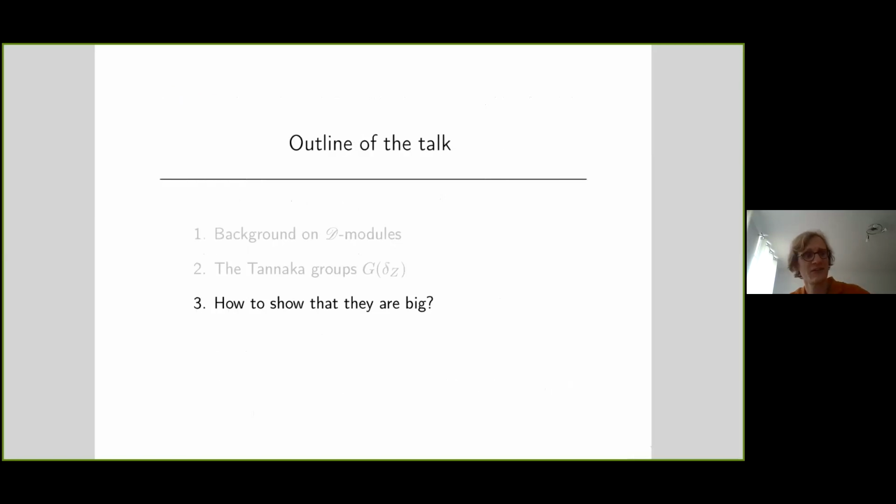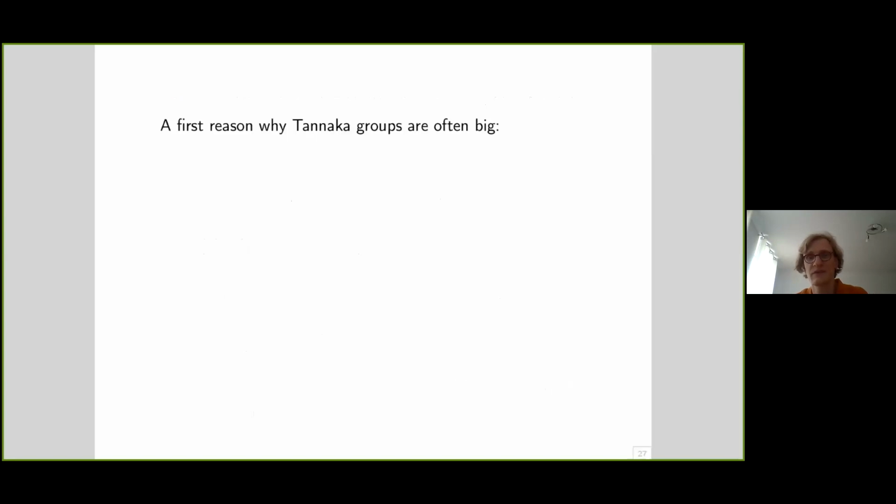Okay, are there any questions so far? So this was just the abstract machinery. Now I want to come to the new part, how you can actually use this to show that these groups are usually as big as possible, which is very different from the behavior of our Tate groups, which jump widely in families. So the first reason why these groups are big is now easy to state.